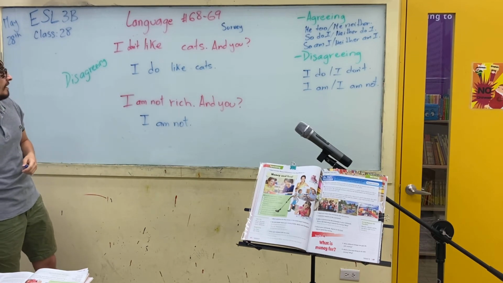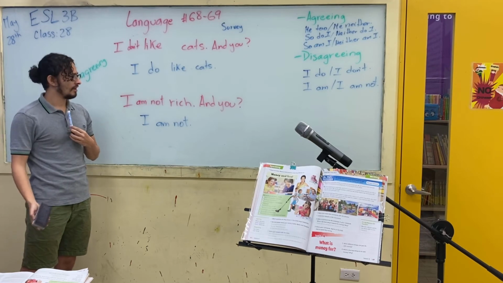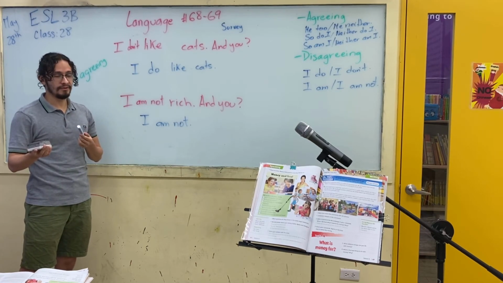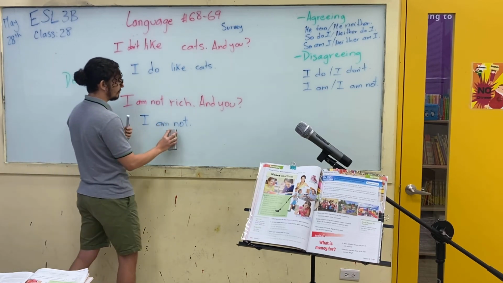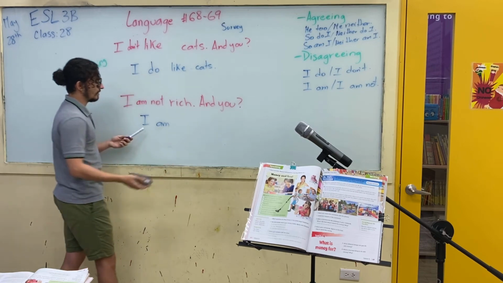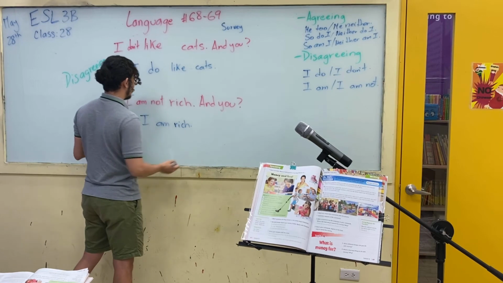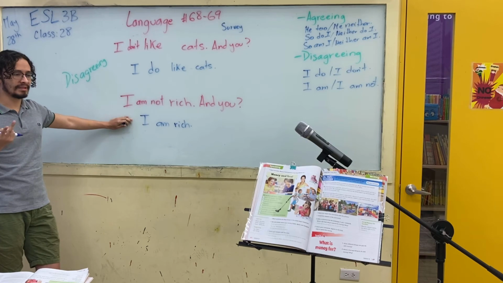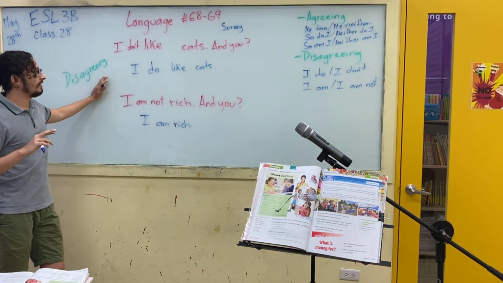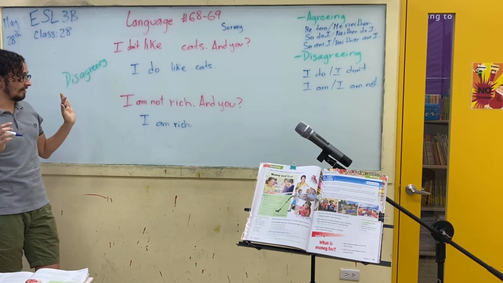And if then I say, I am not rich, and you? Well, if you are rich, you can say, I am rich. That's okay. So you drop the not. And you just say, I am rich, will be a little bit more precise. So we're always disagreeing. We're always saying opposite things now. And I think disagreeing is a little bit easier to understand, to get into. But I hope that's clear.